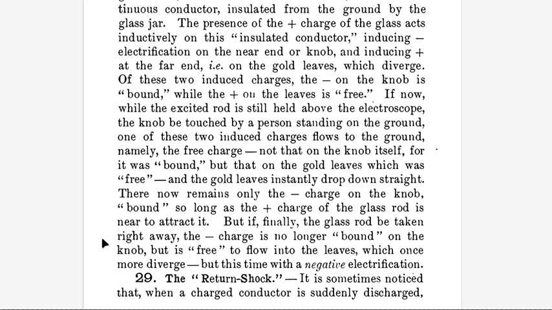If now, while the excited rod is still held above the electroscope, the knob be touched by a person standing on the ground, one of these two induced charges flows to the ground, namely, the free charge, not that on the knob itself, for it was bound, but that on the gold leaves which was free, and the gold leaves instantly drop down straight. There now remains only the minus charge on the knob, bound, so long as the plus charge of the glass rod is near to attract it. But if, finally, the glass rod be taken right away, the charge is no longer bound on the knob, but is free to flow into the leaves, which once more diverge, but this time with a negative electrification.